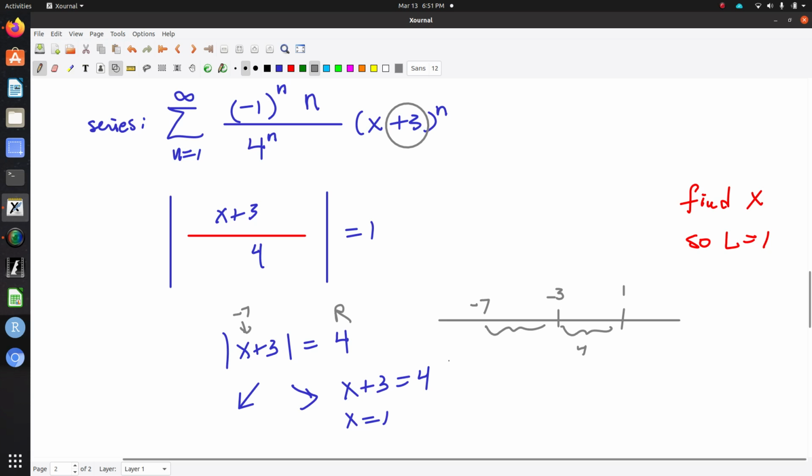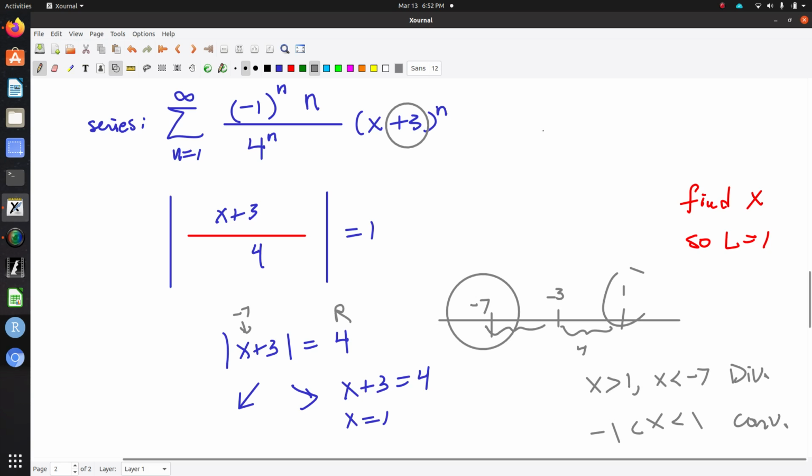I sure do. And so we know that outside, when x is greater than 1 or x is less than -7, we're going to diverge. If we have x between -7 and 1, we converge. And we need to dive a little deeper to see what happens exactly at x equals 1 and -7, which I'll do in a second.